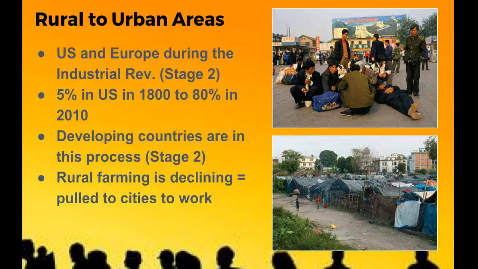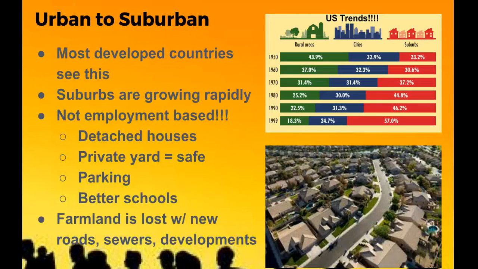So rural farming is declining, and now they are being pulled to cities because that's the only jobs that are available to them. Now, the biggest trend in the United States is from urban to suburban. So people have already moved to the downtown area not hundreds of years ago, decades ago. And now the current trend is people are leaving the downtown areas and they're slowly starting to go to the suburbs. Notice you have 23% of the population in suburbs in 1950, and by 2000 you have 57% of people now living in the suburbs.